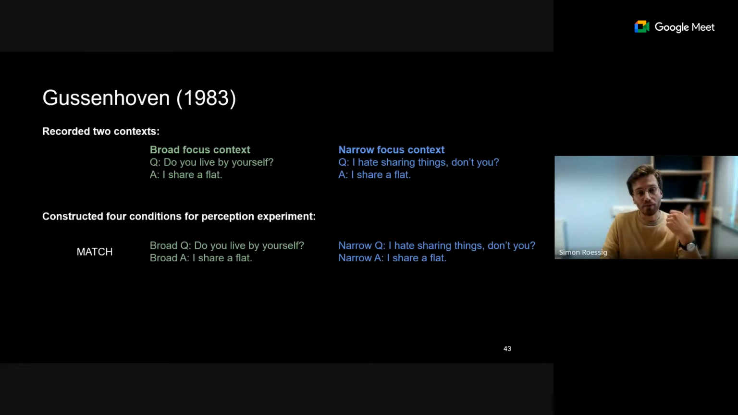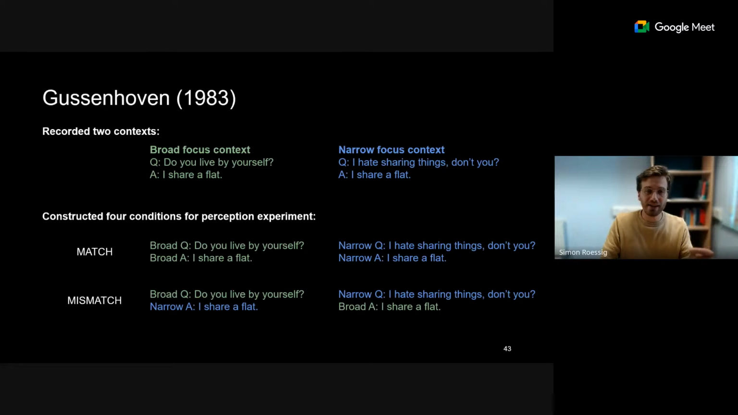This means that a broad focus statement occurs after a broad focus trigger question. And likewise, a narrow focus statement occurs with the narrow focus trigger. So there's a match between question and answer. Then in the other half of the stimuli, questions and answers are crossed, and that creates a mismatch. This means that a narrow focus statement follows the broad focus trigger question, and vice versa, the broad focus statement follows the narrow focus trigger question.